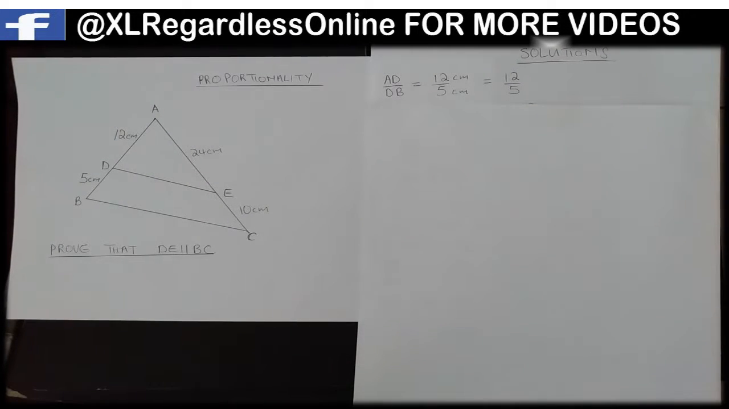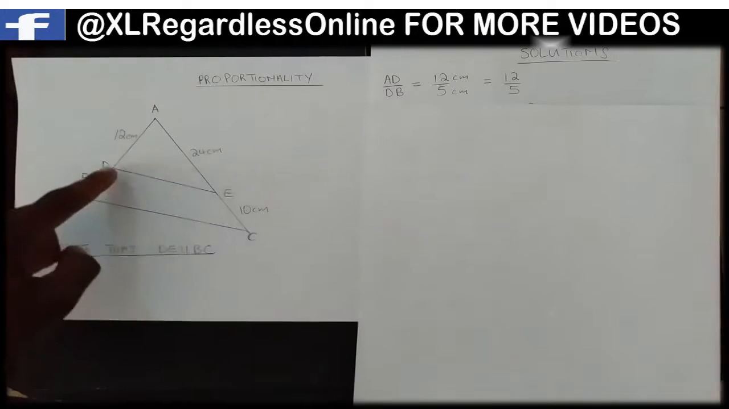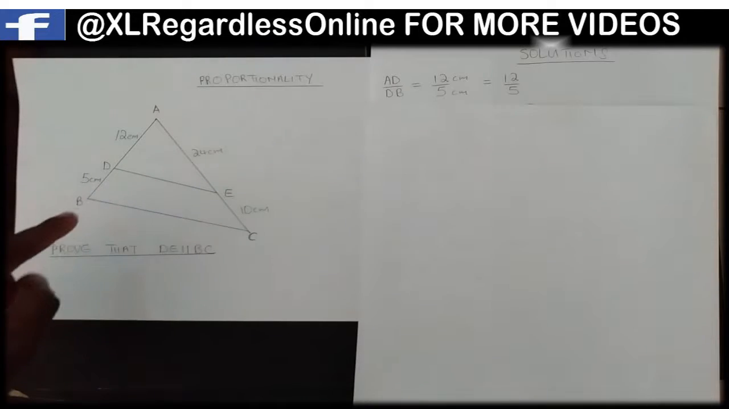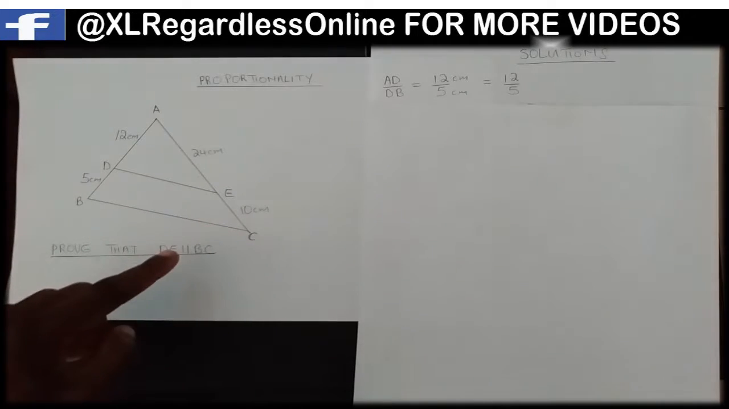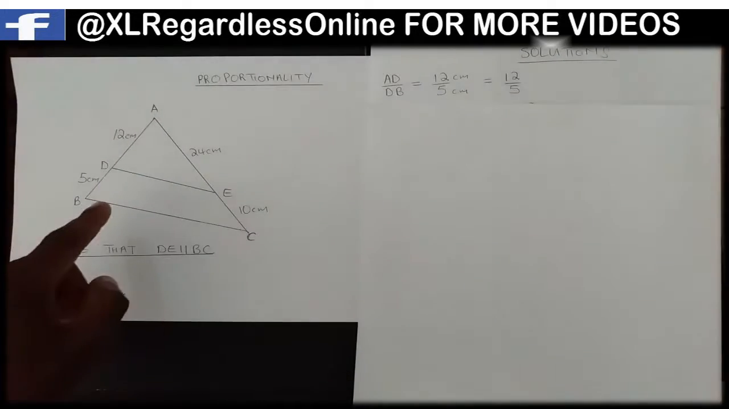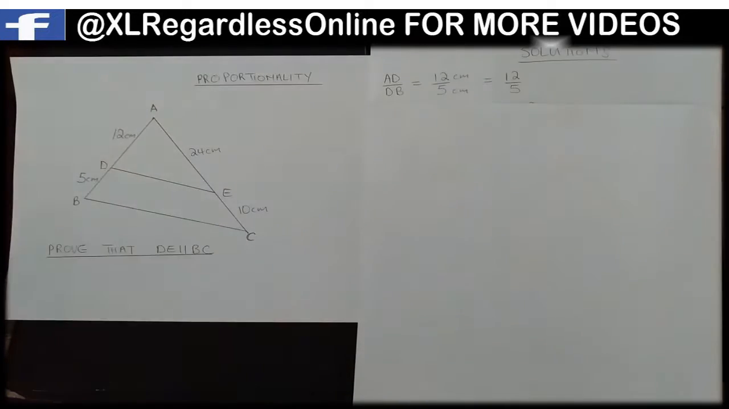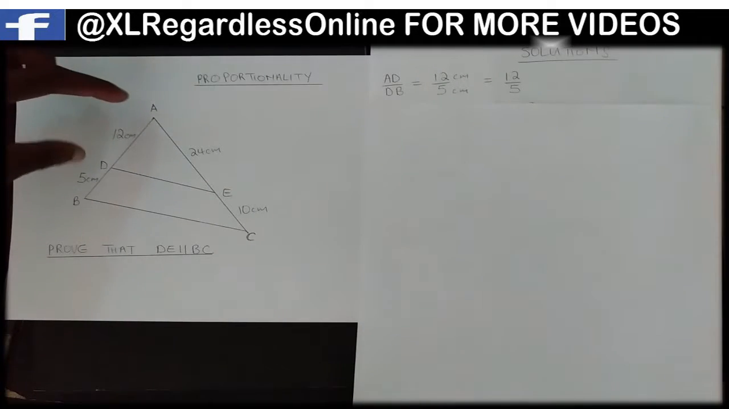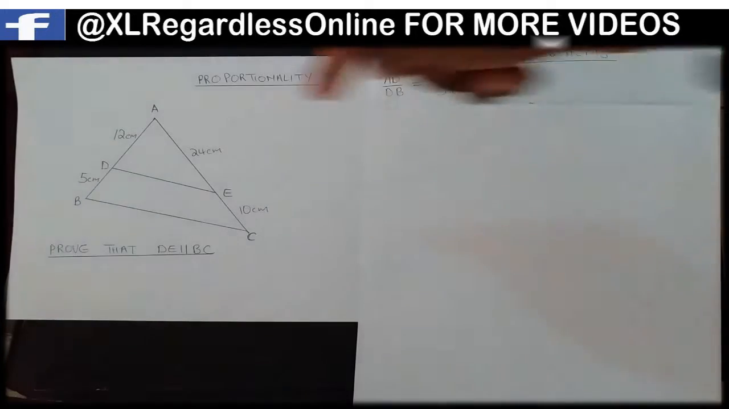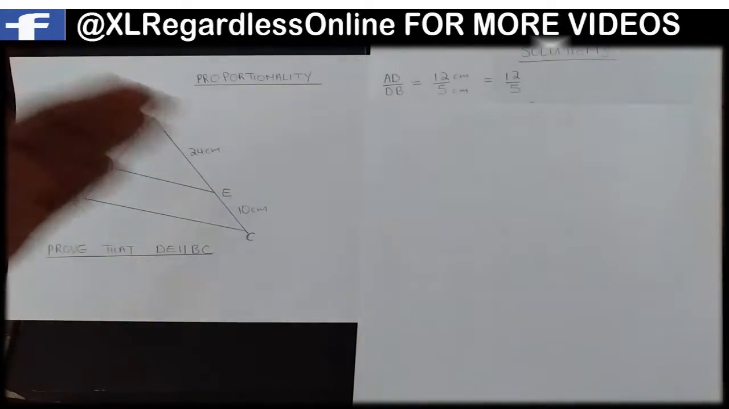Hi everyone. In this problem, we will be proving that this line is parallel to the third side of a triangle, right? For us to prove that, we need to find the ratio of these sides all over this side and check that we have the same ratio.